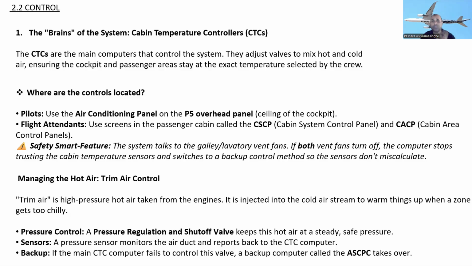So where are the controls located? Pilots use the air conditioning panel on the P5 overhead panel, the ceiling of the cockpit, and the flight attendants use the screen in the passenger cabin called the cabin system control panel and the cabin area control panels. A safety smart feature: this system talks to the galley and lavatory vent fans. If both vent fans turn off, the computer stops trusting the cabin temperature sensors and switches to a backup control method so the sensors don't miscalculate.